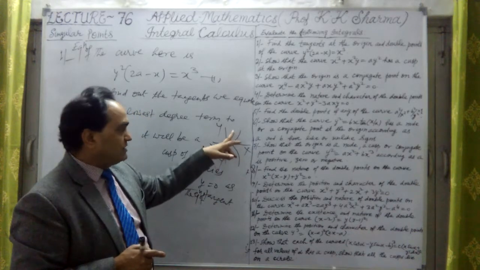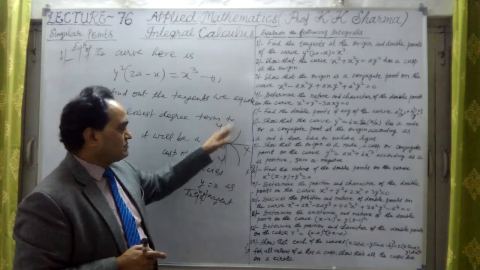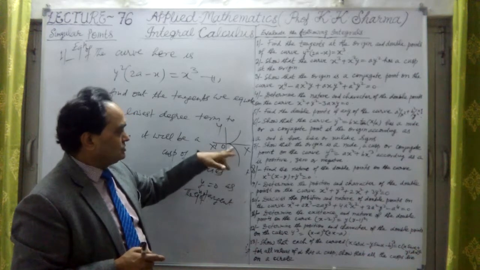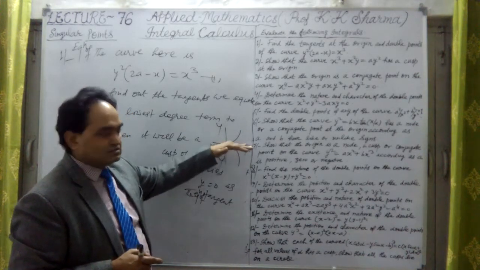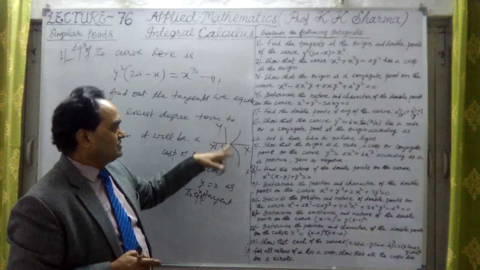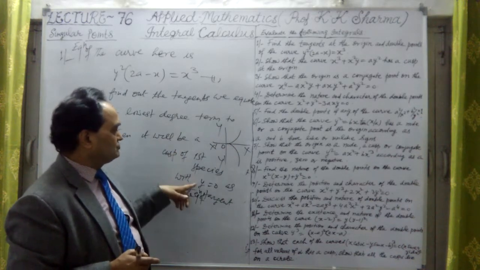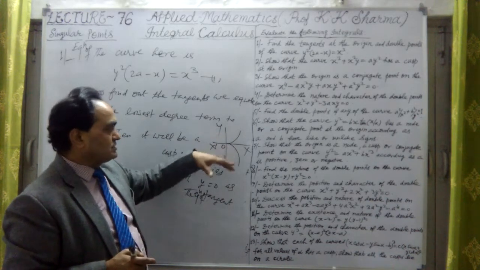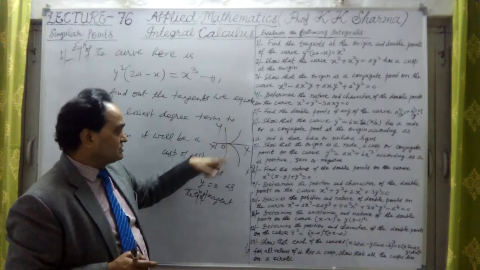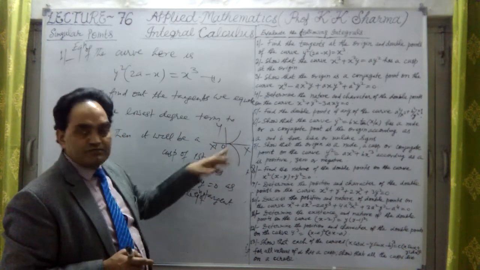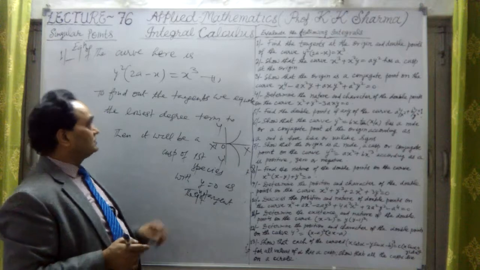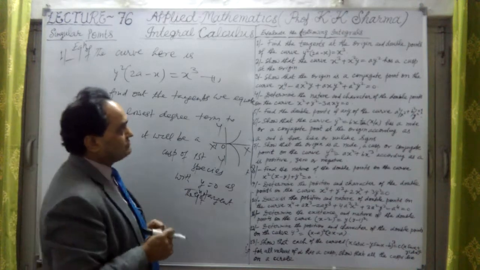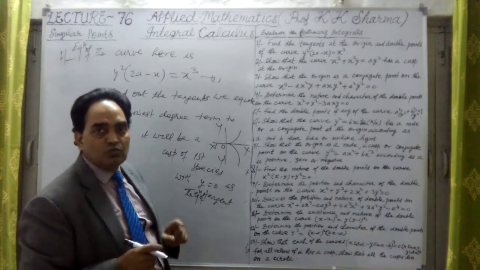But the value of y is positive above and negative below. So for some positive value of x, there are two values of y, positive and negative. It means this is a cusp of the first species, having y equal to 0 as the tangent. This is the first question. Question number 1 is done.